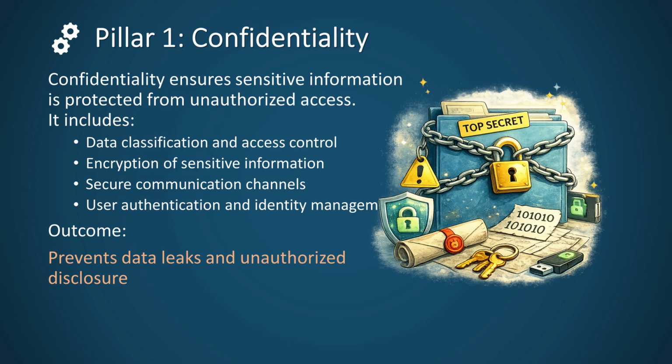Another important part of confidentiality is checking who is trying to access the system. This is done through authentication, things like strong passwords, fingerprint scans, or multi-factor authentication, where you need both a password and a code sent to your phone. These steps make sure that only authorized people get in.